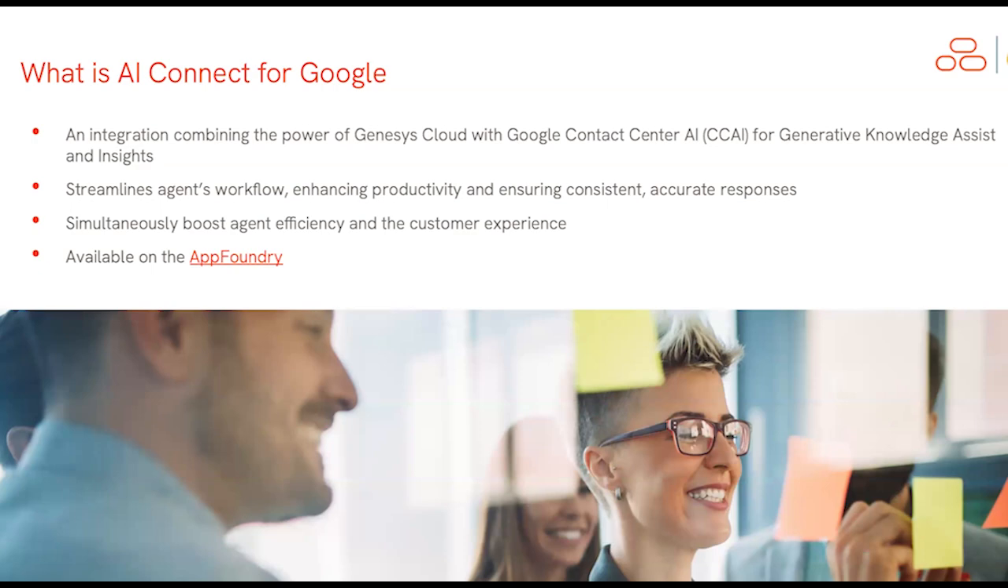With AI Connect for Google, it's basically just that integration that combines the Genesys Cloud org with your CCAI and Generative Knowledge Assist and insights that you already have configured on the Google side. And how it works is that the conversation audio that gets streamed to Google from AI Connect creates a real-time transcript of the customer to agent conversation, and that's then presented back to the agent along with any kind of suggestions for how to best serve that customer. So essentially saving overall time and increasing the consistency and the accuracy.